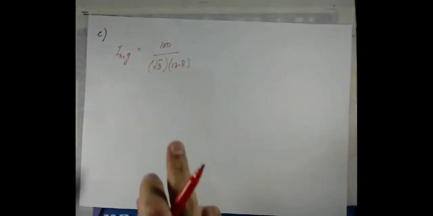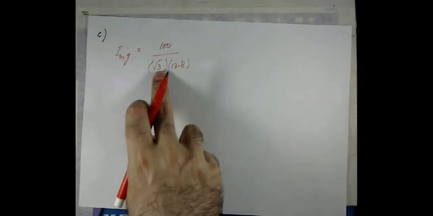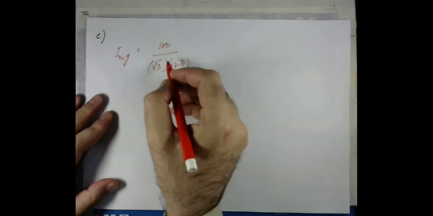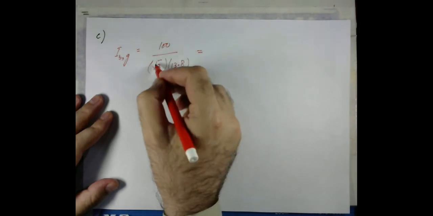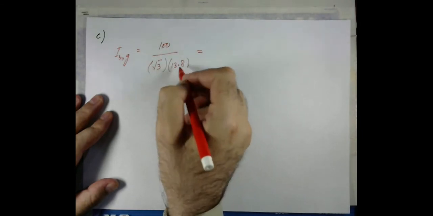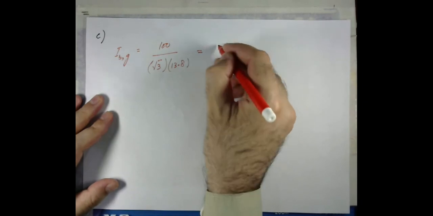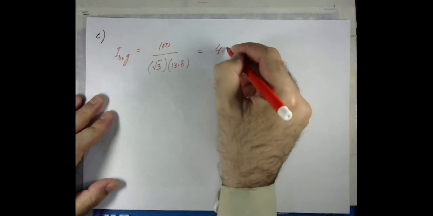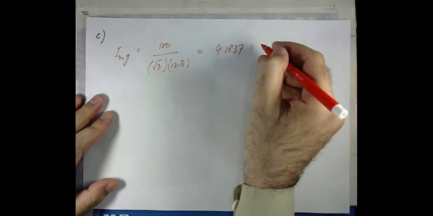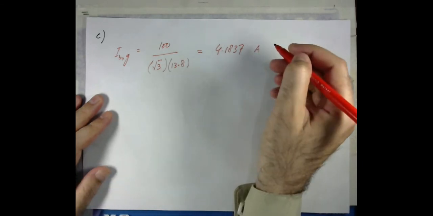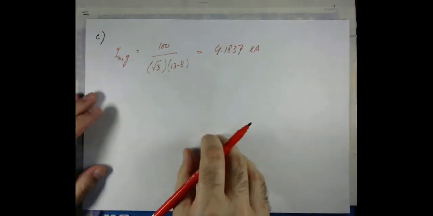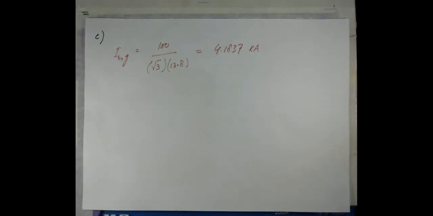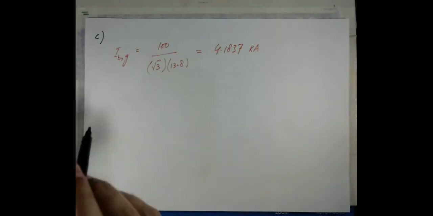So first let me find the base current using this three-phase expression. We divide the MVA by root 3 times the voltage, and that will become 4.1837 kA. Oh sorry, that is kiloampere. Now we will calculate the pre-fault generator current.